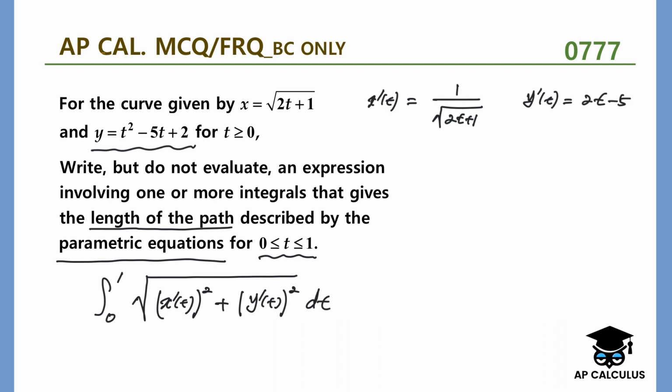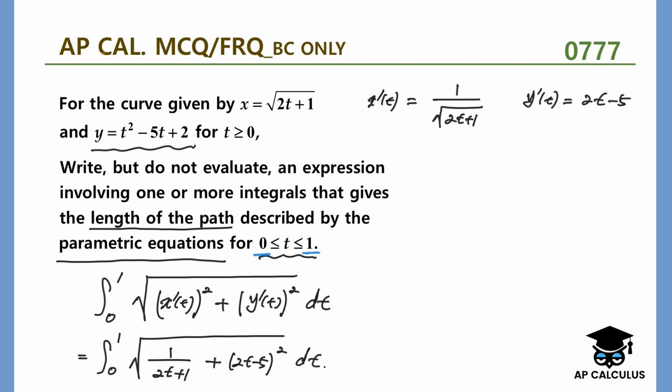So our arc length from t equal to 0 to t equal to 1 is the integral from 0 to 1 of square root of x prime squared, that's going to be 1 over 2t plus 1, plus y prime squared, (2t minus 5) squared, dt, right? So this is the integral expression for the length of the parametric curve.